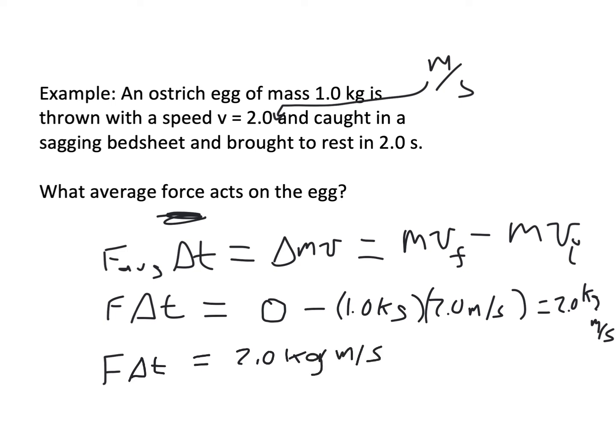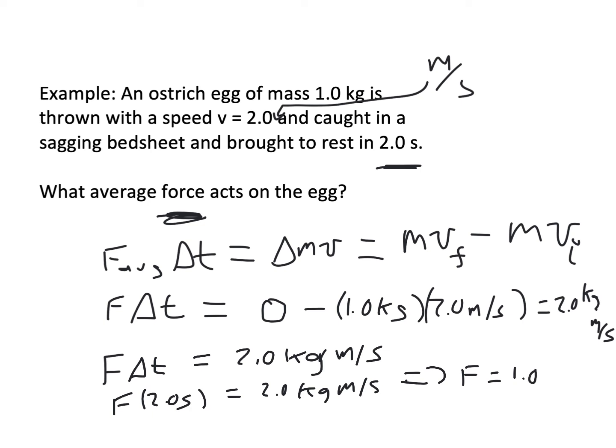And what's delta t? Delta t, we're told, is 2 seconds. And so F times 2.0 seconds is equal to 2.0 kilogram meters per second. If we divide both sides by 2, 2 divided by 2 gives us 1, and the F works out to be 1.0. Now, the units are weird. It's kilogram meters per second and then divided by seconds. That's ma, right? Kilograms is mass, acceleration is meters per second squared, and so we know that the force unit is properly going to be 1 Newton. And that's our answer.